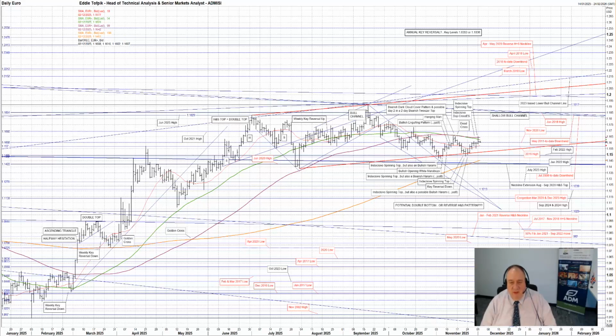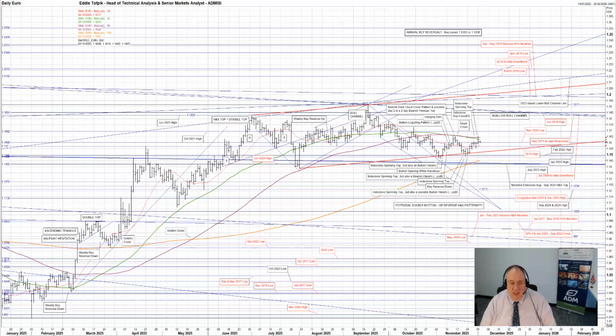Further above we have the October 21 high at 116.92, and then not much until we reach the June 2025 high at 118.29, which is the gateway to resistance that stretches up to 118.65.